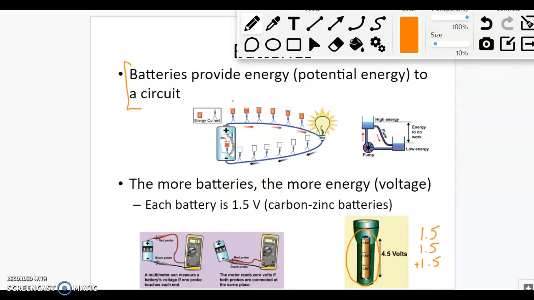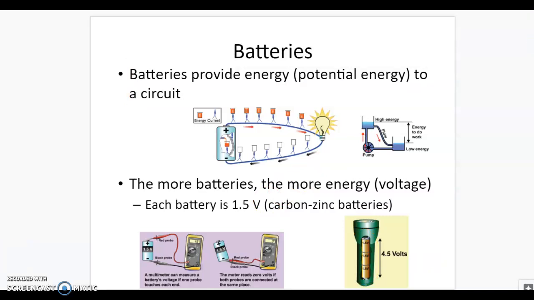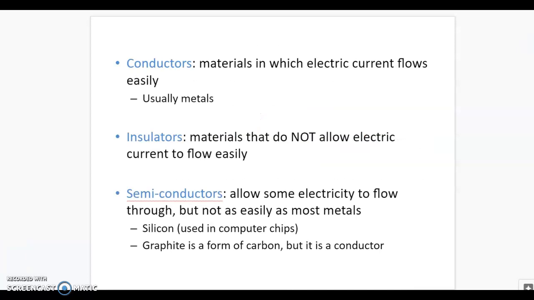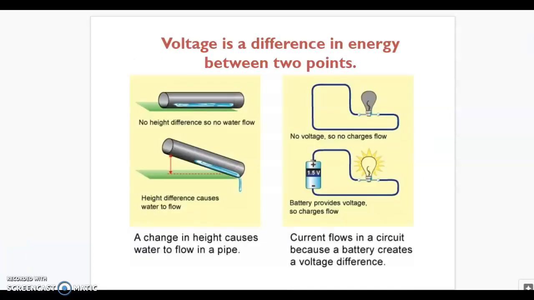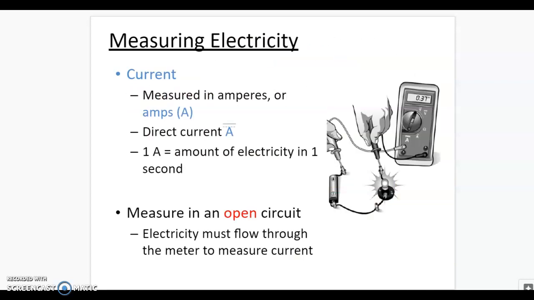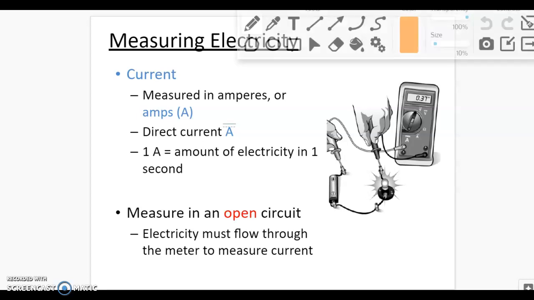It's 2 1.5 volt batteries, that's 3 volts. Okay. That's what you need to know there. And then we'll get into conductors and insulators here in just a little bit. But other things that you need to know is with current. And current, you need to know this stuff.